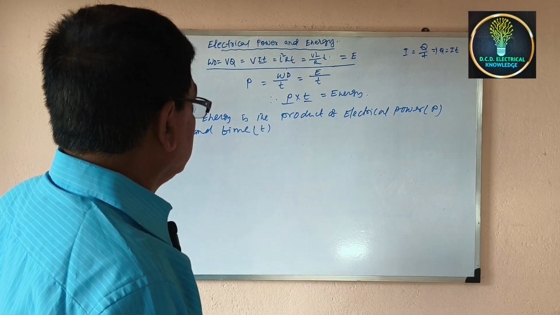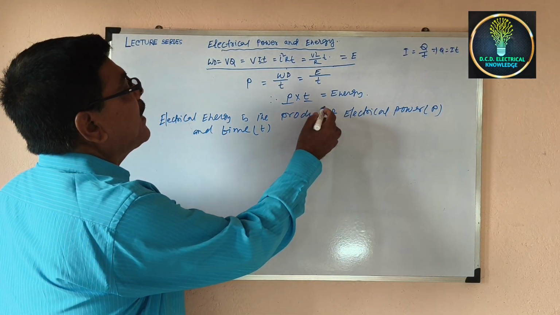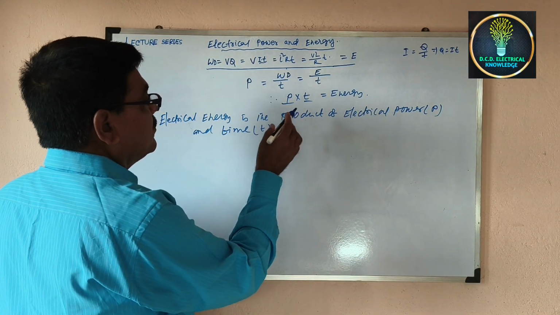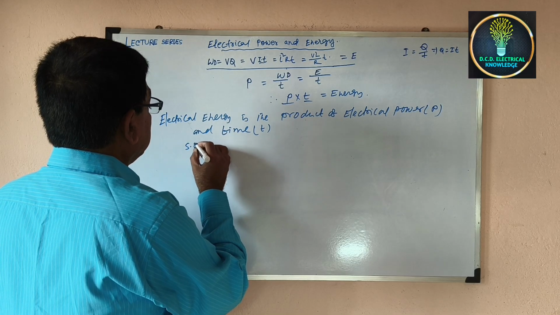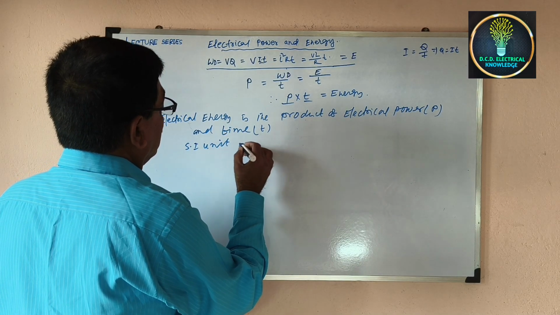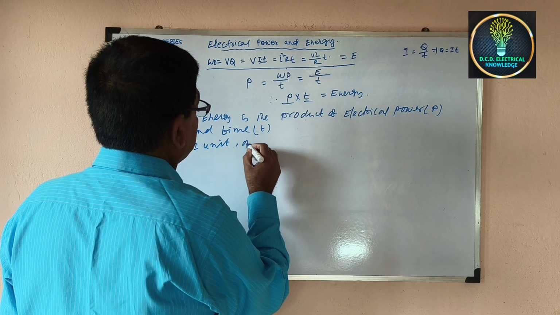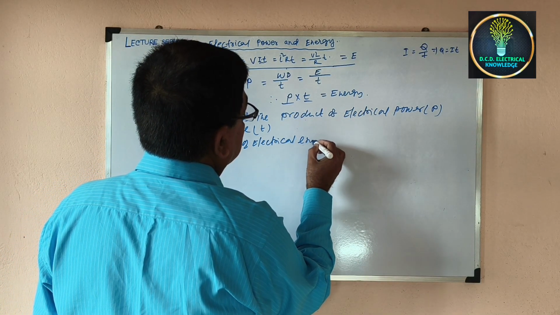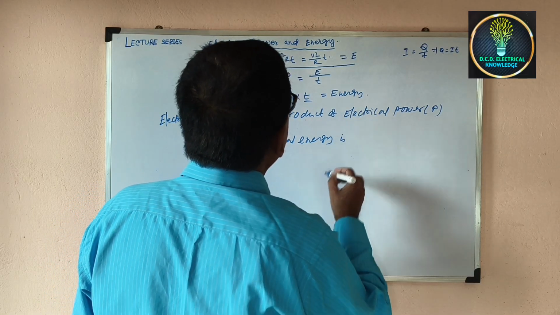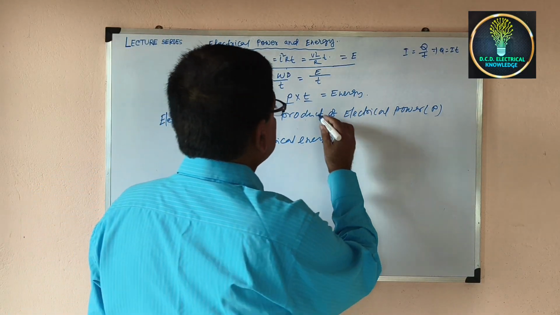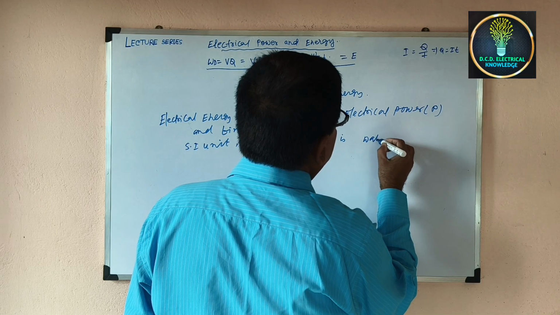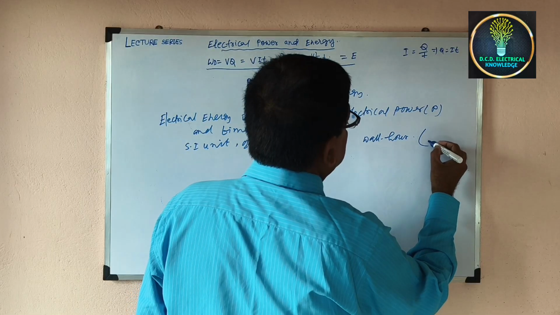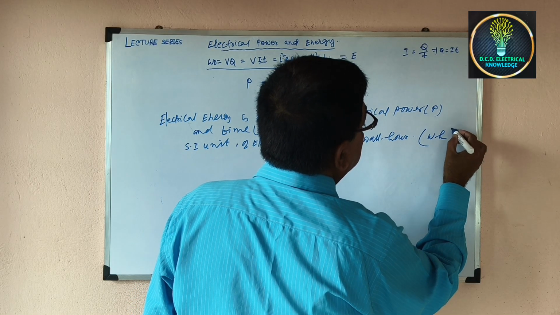So we can write the SI unit of electrical energy is watt into hour, symbolically WH.